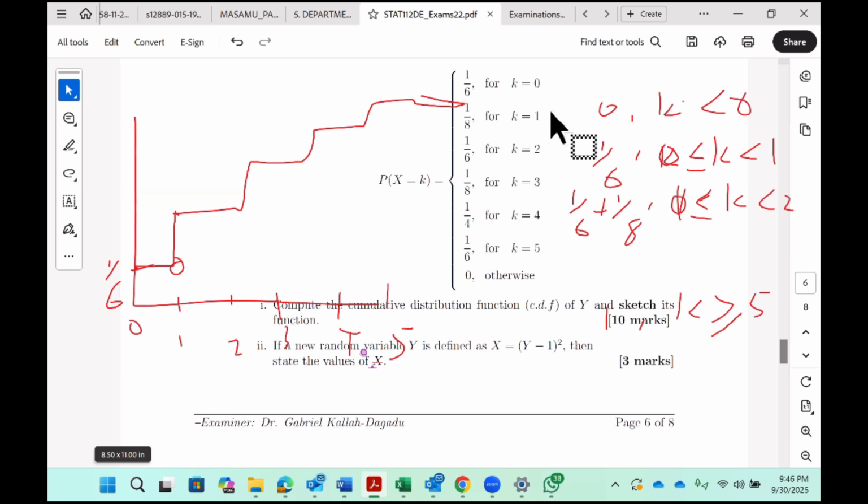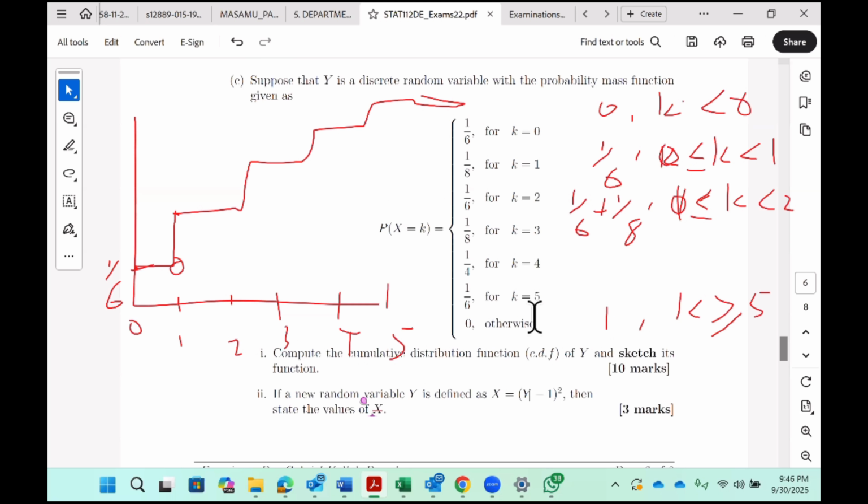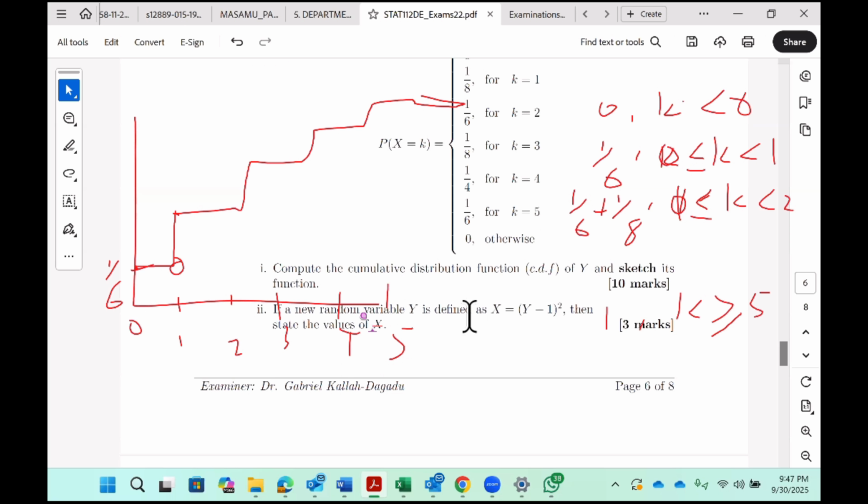If you get two values like here, 0 minus 1 gives you -1 squared, that will give you 1. Then when K equals 2, 2 minus 1 will give you 1, 1 squared will give you 1. So it will give you the same value. So you have 0, 1. If you have 4, and you have 9, and you have 16, those will be the values of your random variable, a new random variable. Is that okay? Sure, thank you. So here there was a typo there.